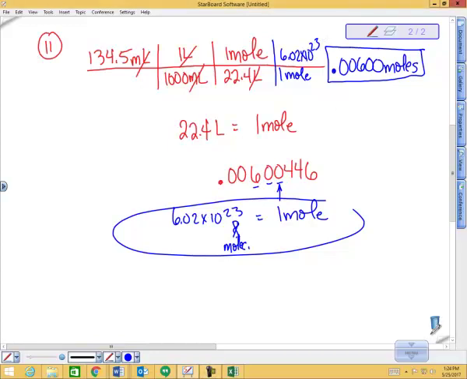So since you stored your answer, all you have to do is hit times 6.02 times 10 to the 23rd. Now, notice I'm not rounding, because I used that stored answer. This is what I get on the calculator when I multiply by Avogadro. Hold on. Times 10 to the 21st.